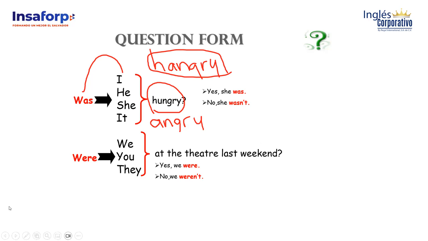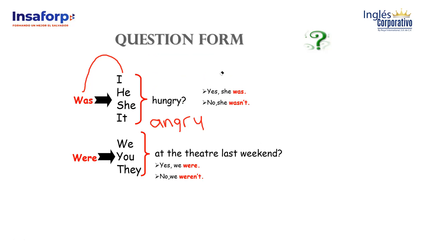Okay, as you can see now, I am using adjectives. And I was telling you, but also I can use, instead of having an adjective as a complement, professions. For example, was he a doctor? Yes, he was. No, he wasn't.